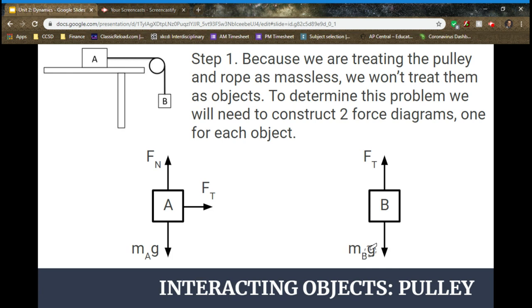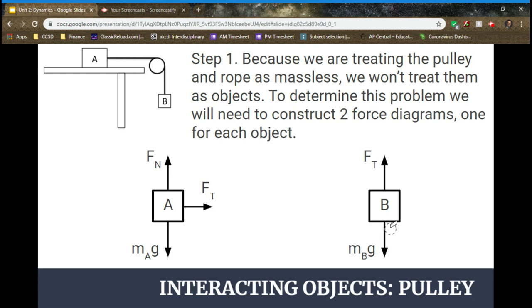G by itself, lowercase g, is an acceleration. It is not a force by itself. It's an acceleration, not a force, and has no place in a force diagram. Mass times g, mass times acceleration, that is a force. And so it is allowed to be in a force diagram. Keep that in mind. I've seen a lot of students make a mistake like that, okay?